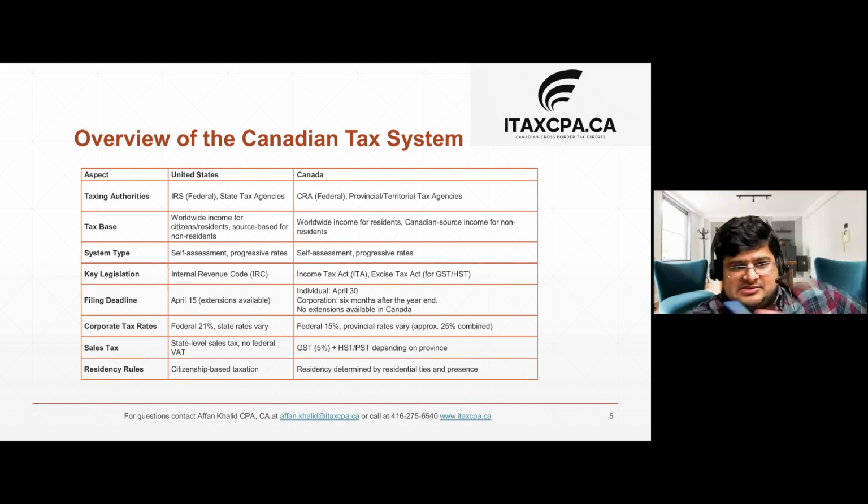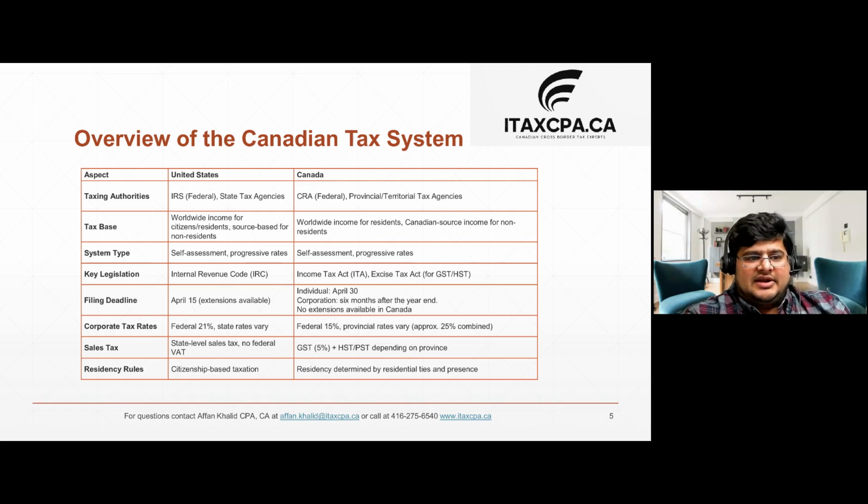In terms of tax base, same as the US: if you are considered a resident in Canada, you're taxed on worldwide income, whereas if you are a non-resident of Canada, you are only taxed on Canadian source income. So that's a similarity. System type: self-assessment, and progressive rates apply. Individuals have to self-assess, file their own tax return, and report income and expenses, and the personal tax rates are progressive. They're generally on a higher end compared to the US, and I will walk you through the tax brackets when we get to those slides.